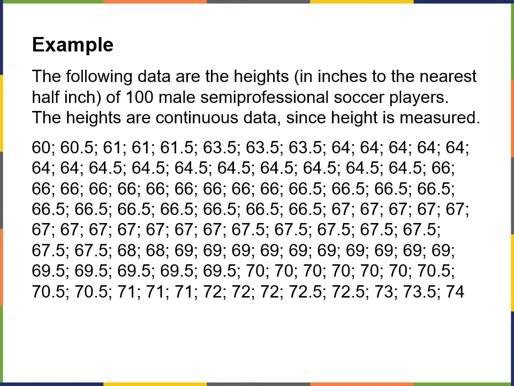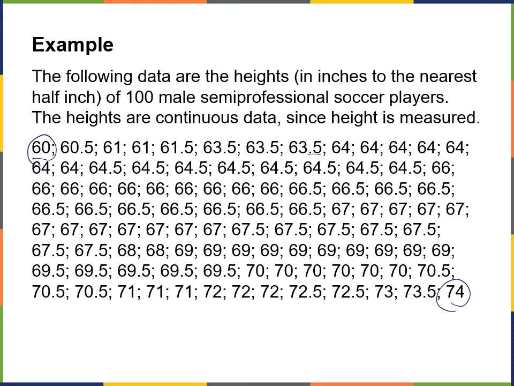So let's say we have all these data values. Okay, look at all these data values here. These are heights in inches to the closest half inch of 100 male semi-professional soccer players. And so it's 100 data values here. If you're looking at all of them, they all have values between 60, which is the lowest, and 74, which is the highest. And the most decimal places would be 1 decimal place because it's to the half inch, so 0.5.